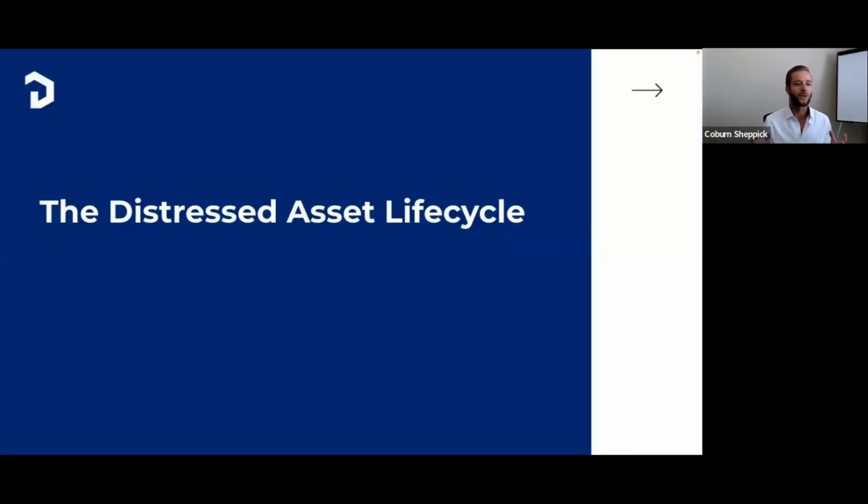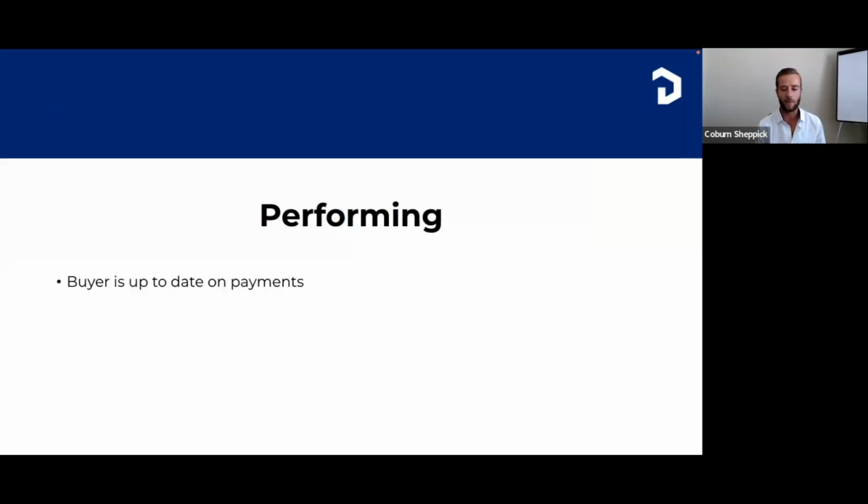So let's dive into this week's topic, which is the distressed asset life cycle. And like I mentioned before, this is a phase of real distress on paper. So defaults, foreclosures, all the bad stuff that we don't like. It all begins with a performing note or a performing loan. A performing loan is a buyer that has bought a building and they're up to date.